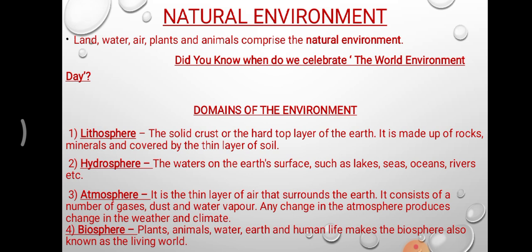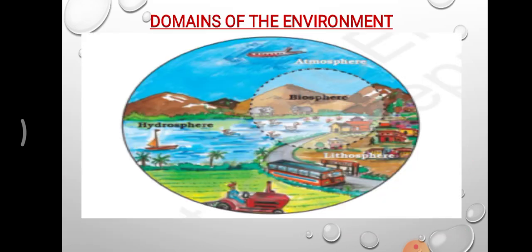Third, atmosphere: it is the thin layer of air that surrounds the earth. It consists of a number of gases, dust, and water vapor. Any change in the atmosphere produces change in the weather and climate. Fourth, biosphere: plant, animal, water, earth, and human life make the biosphere, also known as the living world. Domains of the environment: biosphere, atmosphere.